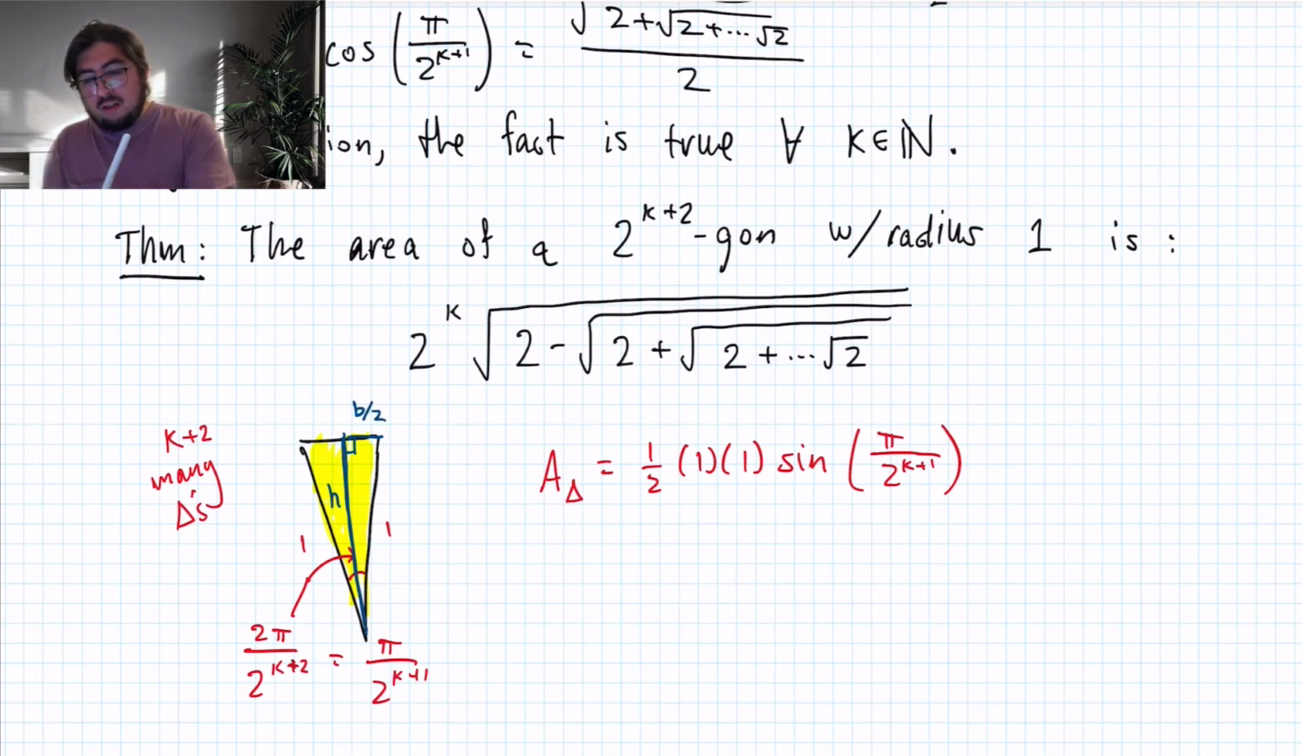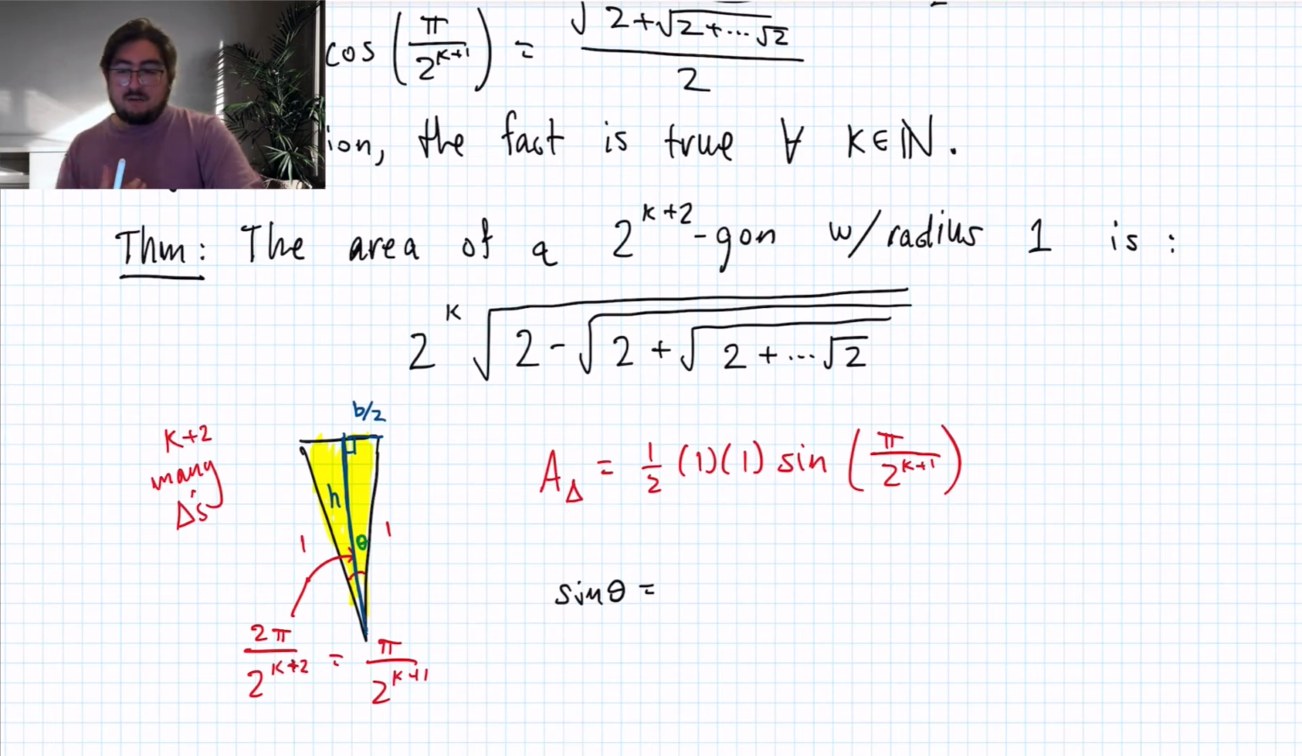Now, if you call this angle theta, it's a really, really skinny triangle, right? Notice, theta is just the angle we got, pi over 2 to the k plus 1, but halved. So it's really pi over 2 to the k plus 2. But more importantly, notice, since the radius is 1, what is sine of theta, what is cosine of theta?